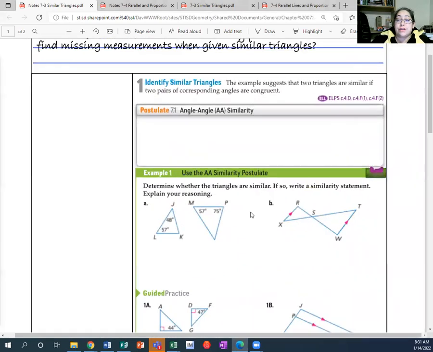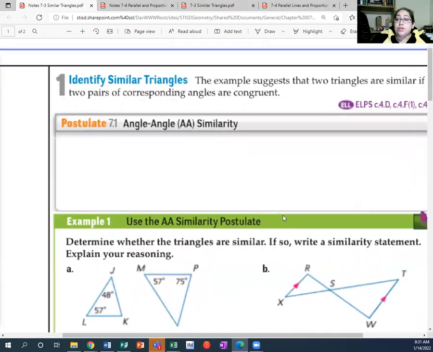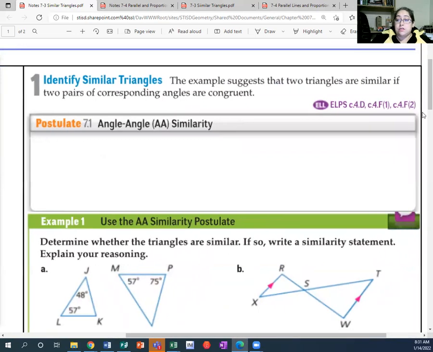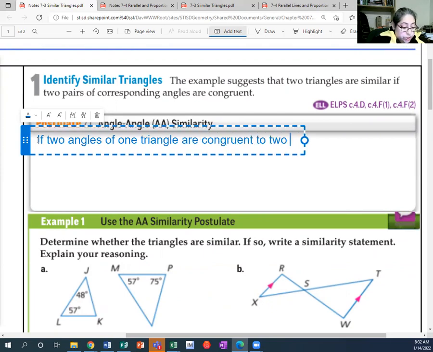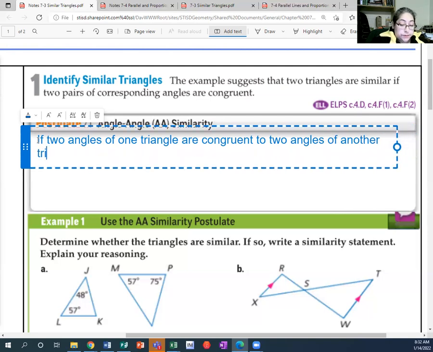This is section 7.3. In order to identify similar triangles, two triangles are similar if they've got two pairs of corresponding angles congruent. That's our first big postulate today. If two angles of one triangle are congruent to two angles of another triangle, then the triangles are similar.